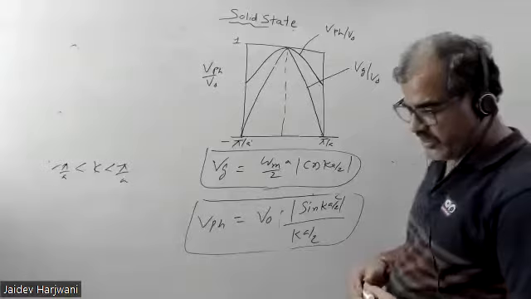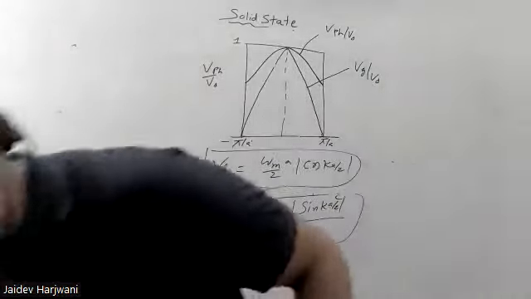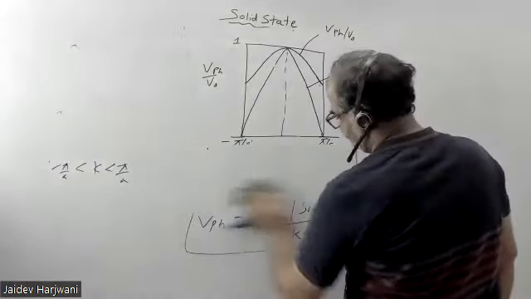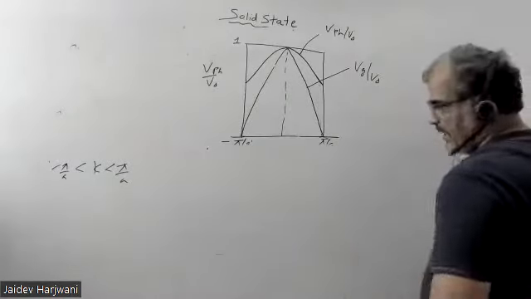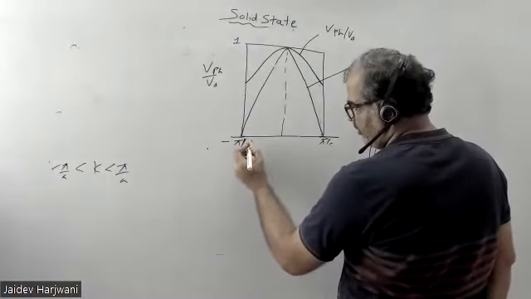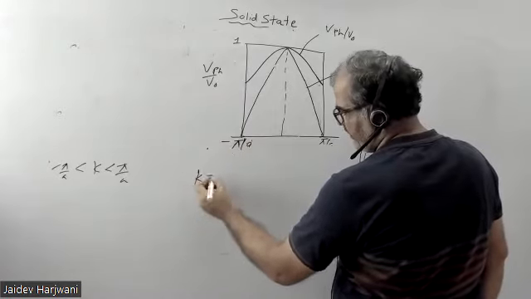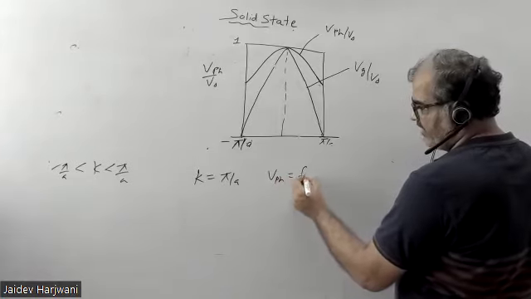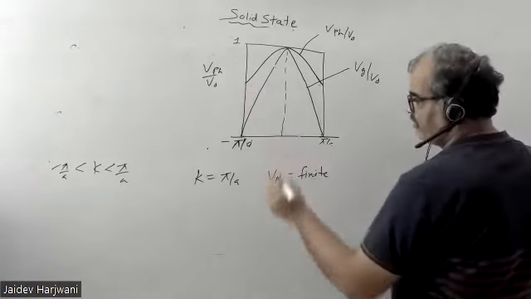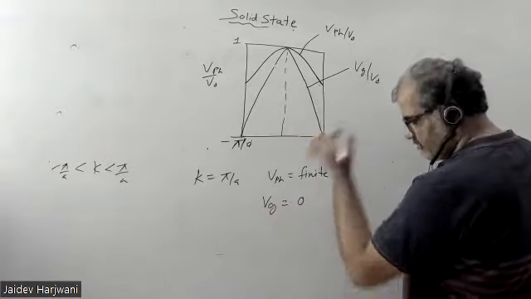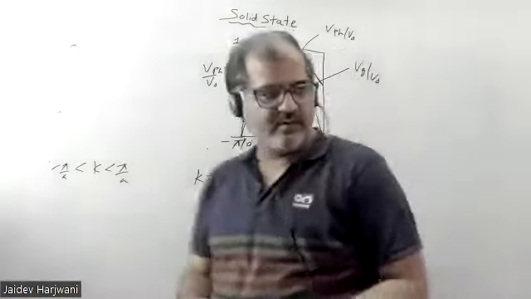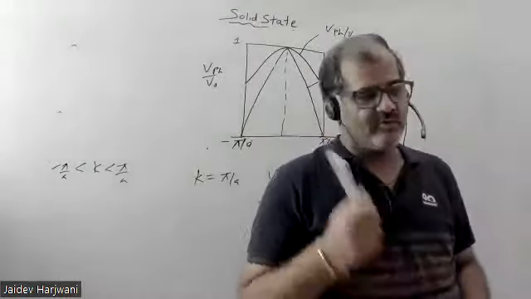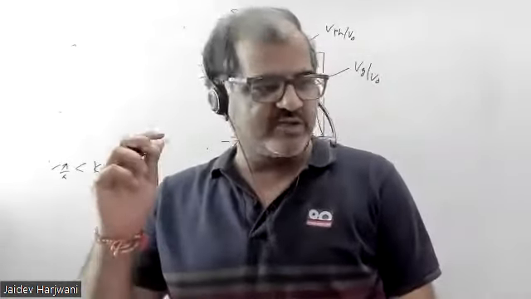If we plot this curve, what information are we getting? At k equal to pi by a, which is the boundary of the first Brillouin zone, I am getting the phase velocity as a finite value, while I am getting the group velocity equal to 0. Phase velocity is the velocity of phase, and group velocity is the velocity of the wave packet.